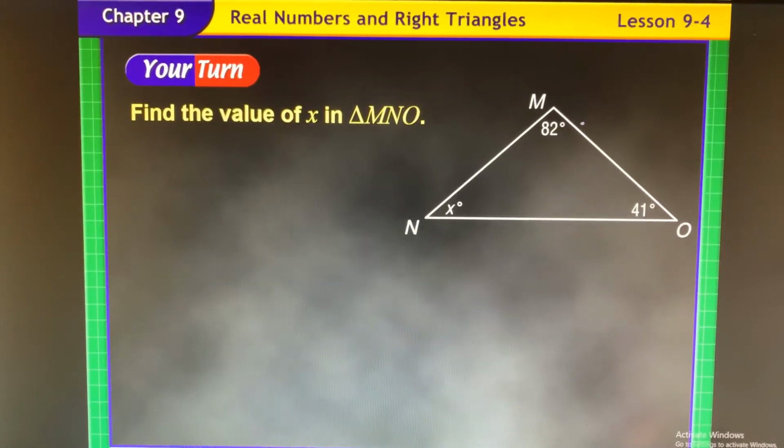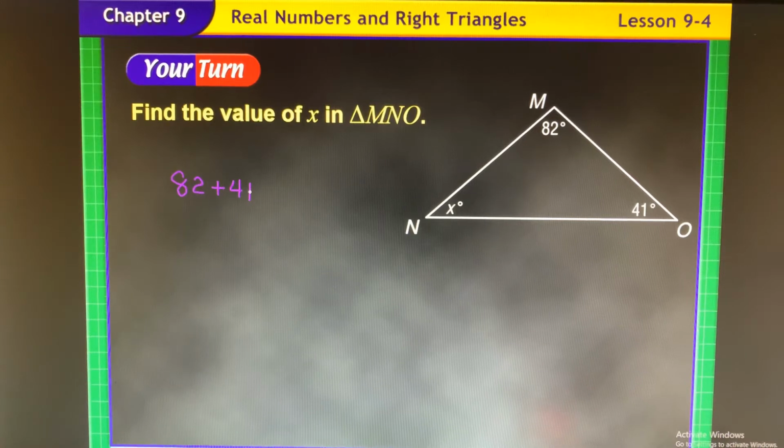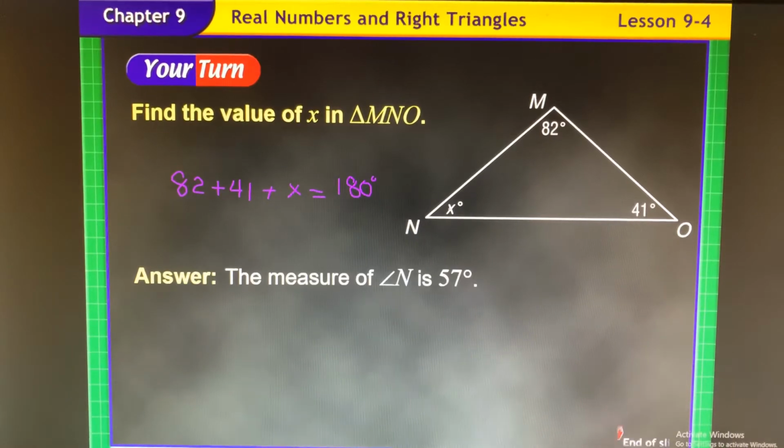Let's do it again. Again, I have two measurements right here, and I'm looking for my third measurement right here. So I would do 82 plus 41 plus the unknown is equal to 180 degrees. I can't identify this triangle until I have that third measurement. So 57 degrees.